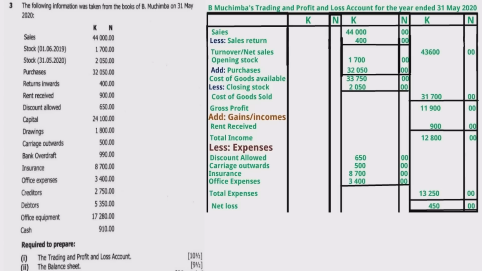Okay, so this is how the trading and profit and loss account for the year ended 31st May for Mr. Mchimba should be.